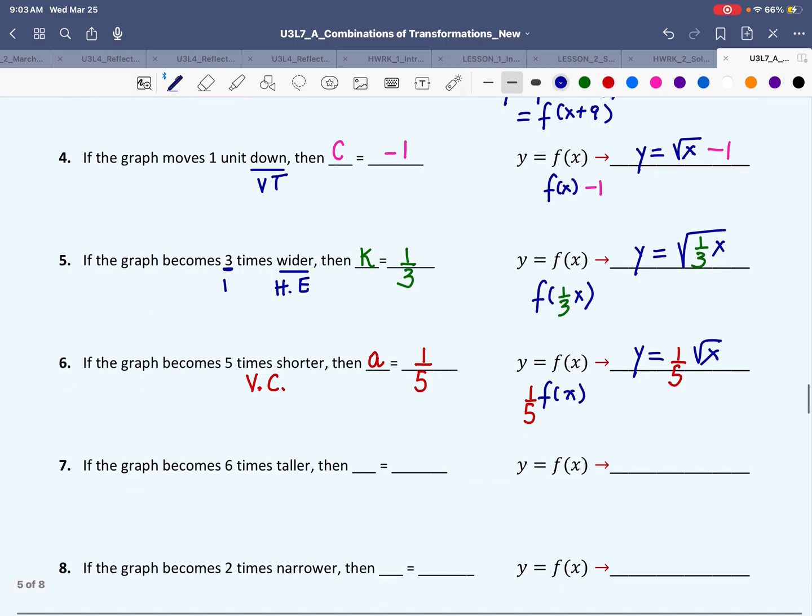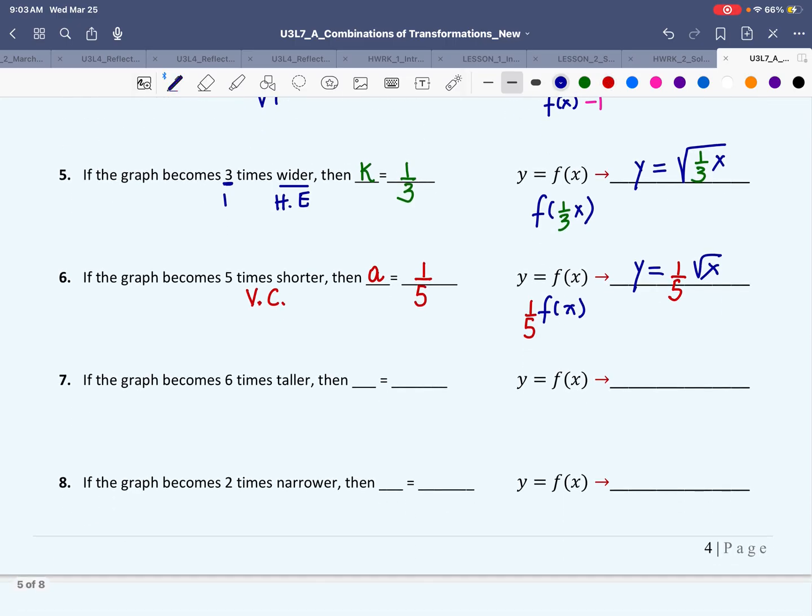So the equation of the square root function will be y equals 1 over 5, and then the square root of x. Next, we have the graph becoming 6 times taller. So again, taller means that we have a vertical, this time expansion, which makes the value of a equal to 6. So the function now has become 6 times the original function, or the original y values. So this square root function will become 6 times the square root of x.